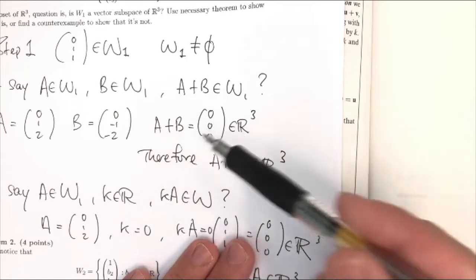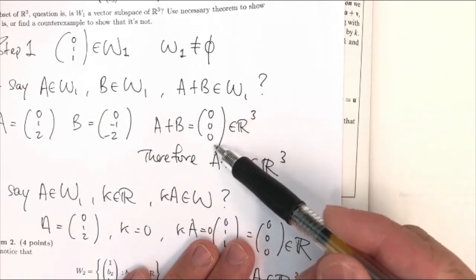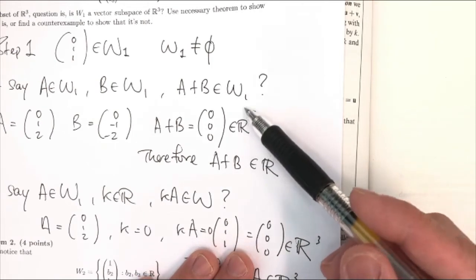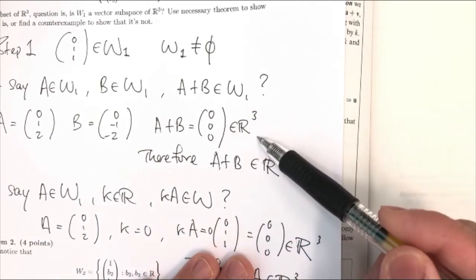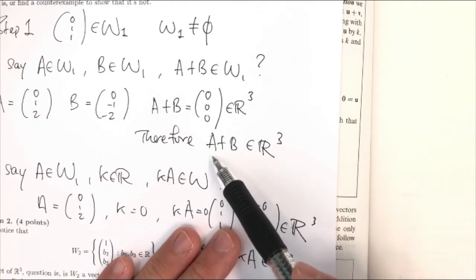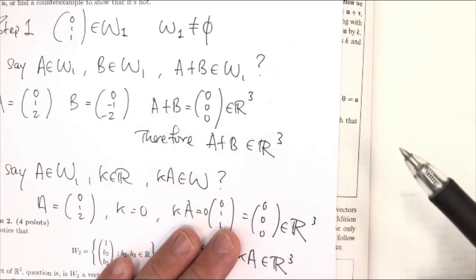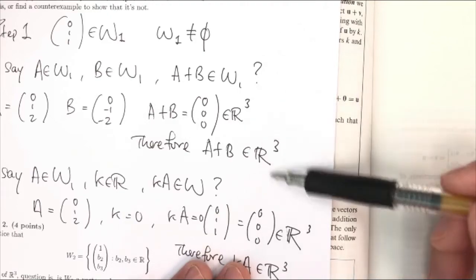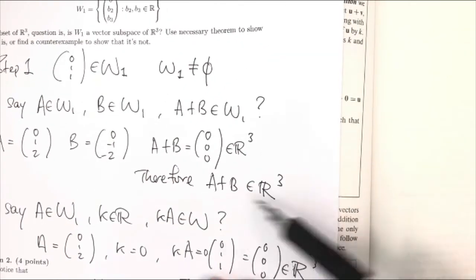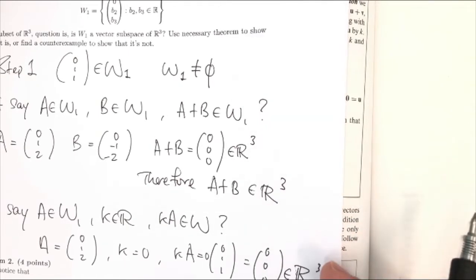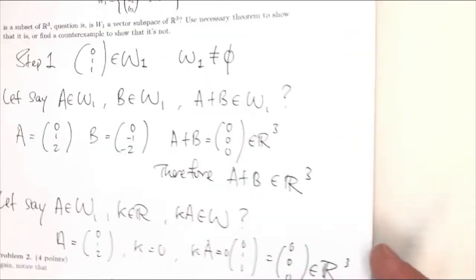Once you have A and B, you add them and you get 0, 0, 0. And the student says that this is in R3. I mean, it's obviously in R3. 0, 0, 0 is obviously in R3, but this is not what we want to say. We are not trying to say that A plus B is in R3. If you want to use that theorem, you have to show that A plus B is in W1, not in R3. So do not confuse the spaces, because if you say that they are in R3, you are not using that theorem. It's like, yeah, obviously they are in R3. That is not what we want.